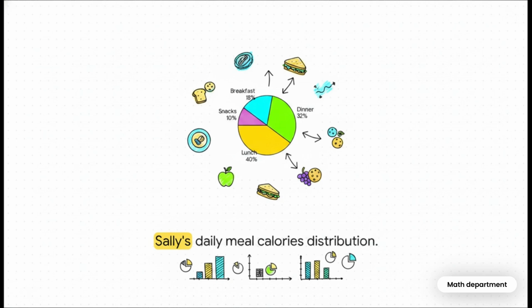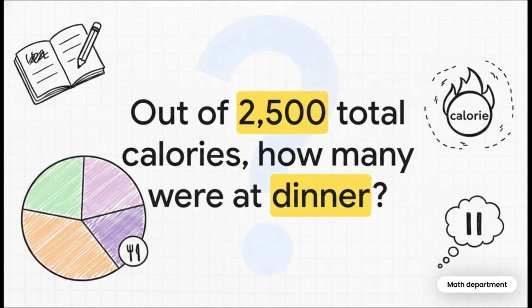Dinner takes up a large 32% slice. Lunch is the biggest at 40%. Breakfast is 18%, and snacks make up the final 10%. So, here's your challenge. If we know that Sally had exactly 2,500 total calories today, how many of those calories did she consume at dinner?